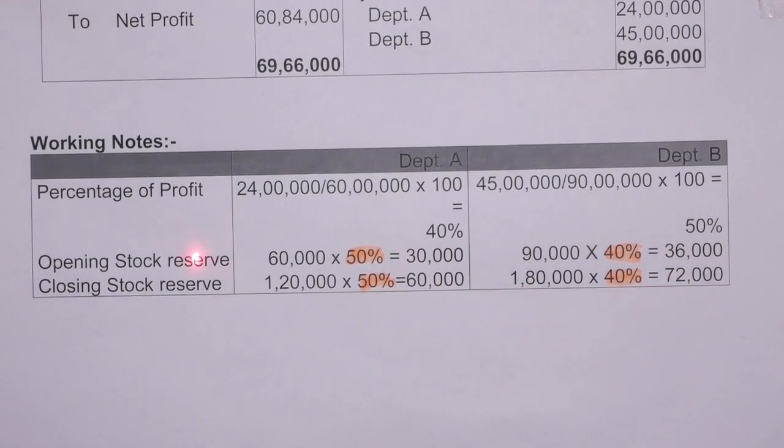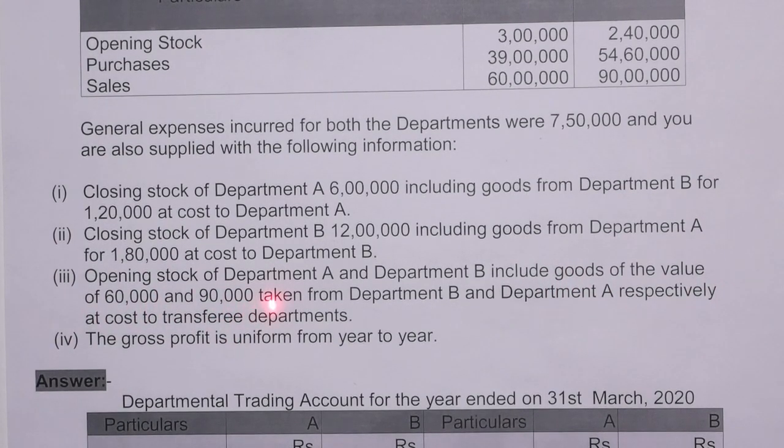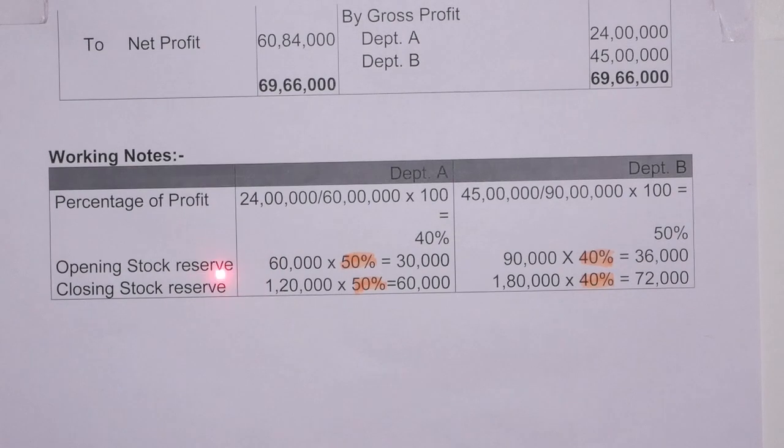Now we are calculating opening stock reserve. Opening stock of Department A and Department B includes goods of the value of 60,000 and 90,000 taken from Department B and Department A respectively. So opening stock reserve of Department A: 60,000 into 50%. We are considering the profit ratio of Department B because Department B's goods are included in the opening stock of Department A. So 60,000 into 50% is equal to 30,000. Now for Department B, 90,000 into gross profit ratio of Department A 40% is equal to 36,000.